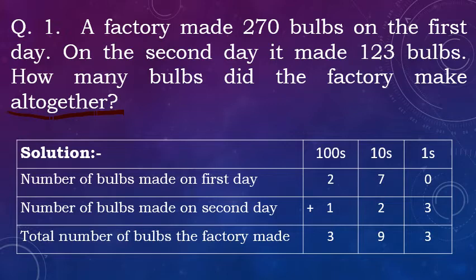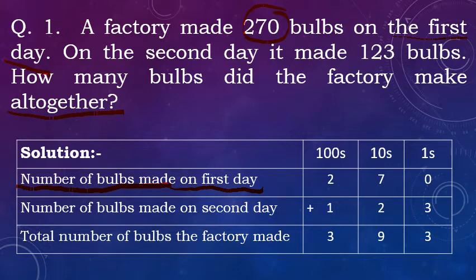Now, how to frame a statement? First of all, we need to see the figure 270. What is 270? That is the number of bulbs. So here I have written number of bulbs. Now, number of bulbs what? Made on first day. So the same statement we need to write: number of bulbs made on first day. How much? 270.